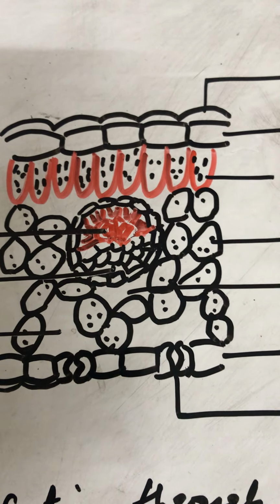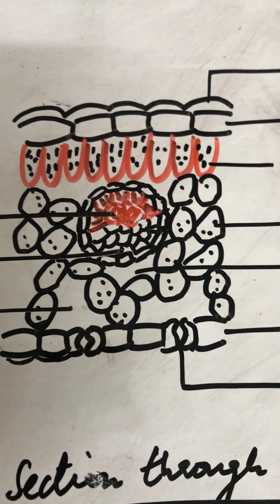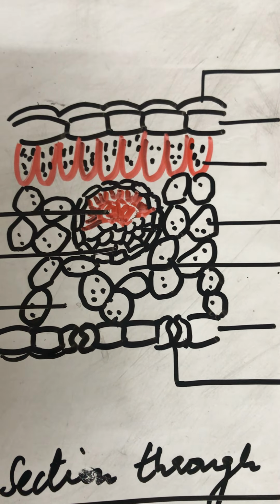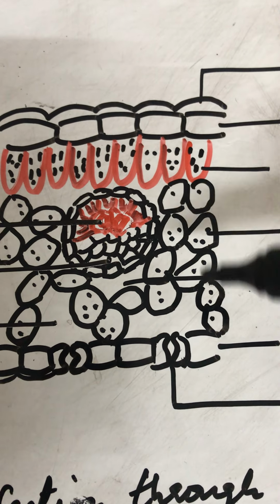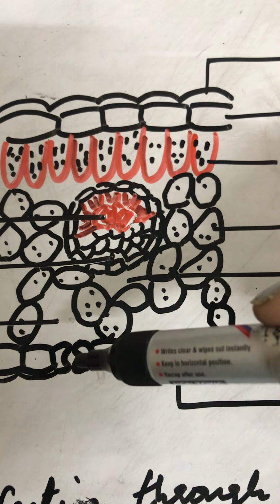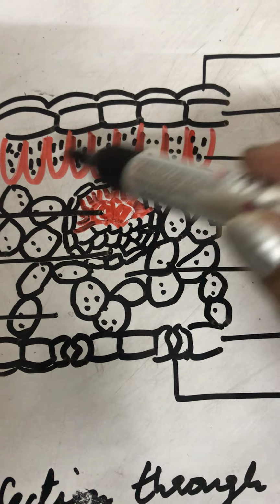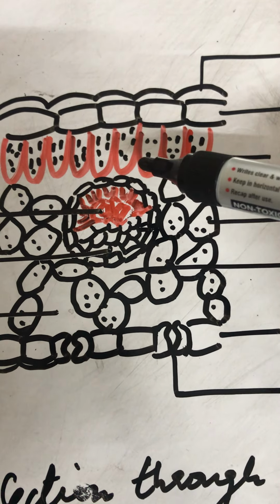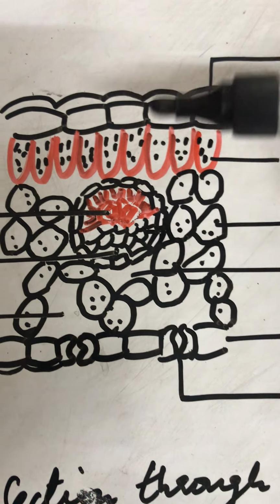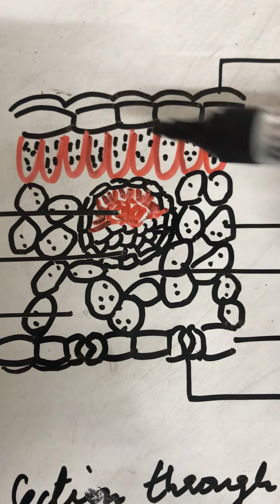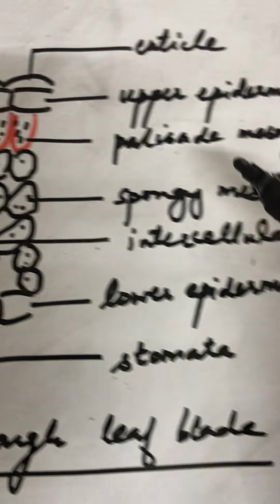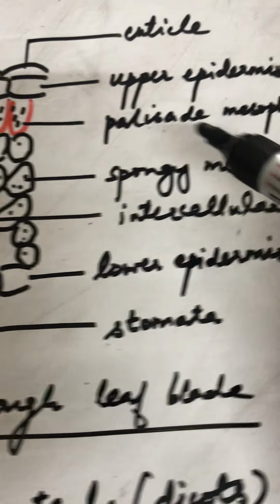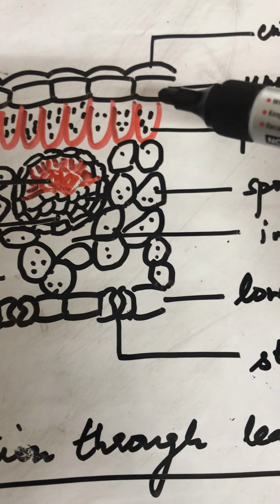So dorsiventral leaf has been shown here. Most of the plants around us are dicots and their leaves are dorsiventral. This is a typical dorsiventral leaf having upper and lower epidermis. These are the stomata. And the cells in between are called mesophyll cells. Just like a sandwich is there, these are the two slices of bread and this is the filling in between. So filling means in between and meso word means in between. Mesophyll cells. So they are together known as mesophyll cells.